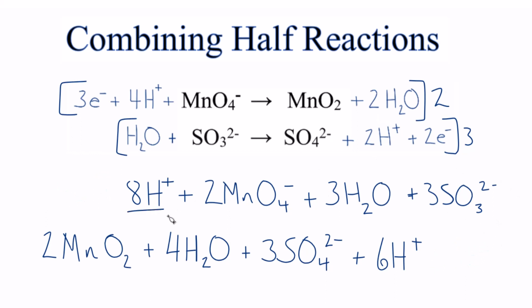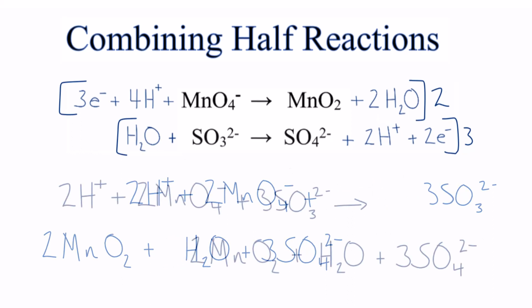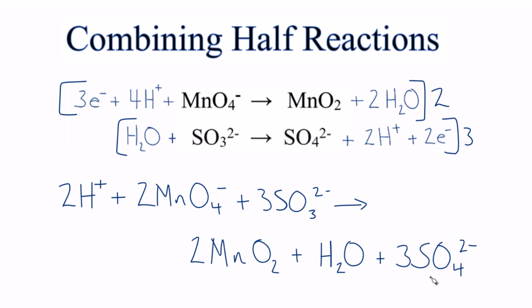We have 8 H plus and 6 H plus down here. So let's cancel these out. 8 minus 6, that's 2. So we only have 2 H plus here now, nothing here. And for the water, 3 waters here and 4 here. So let's get rid of these. 4 minus 3 is just 1. Clean this up. And this is the balanced redox reaction. You check it, the atoms and the charge are the same on both sides.